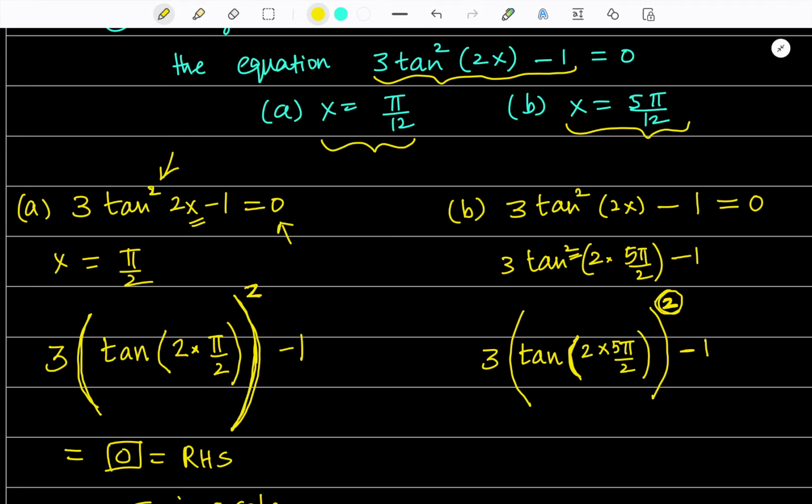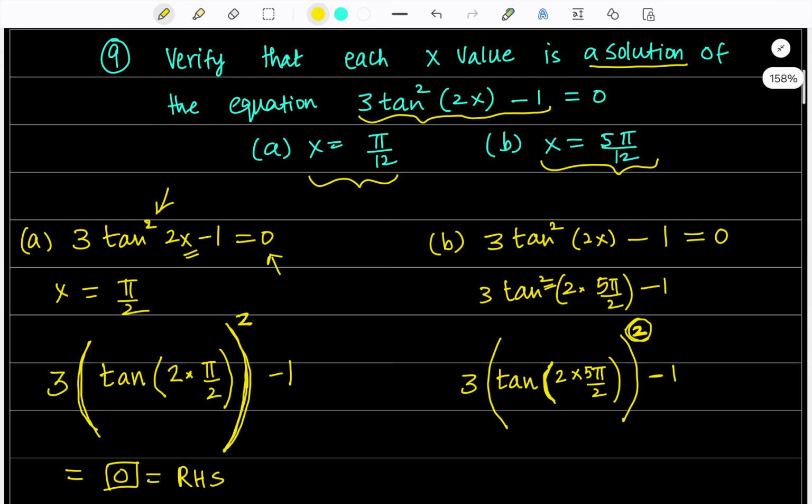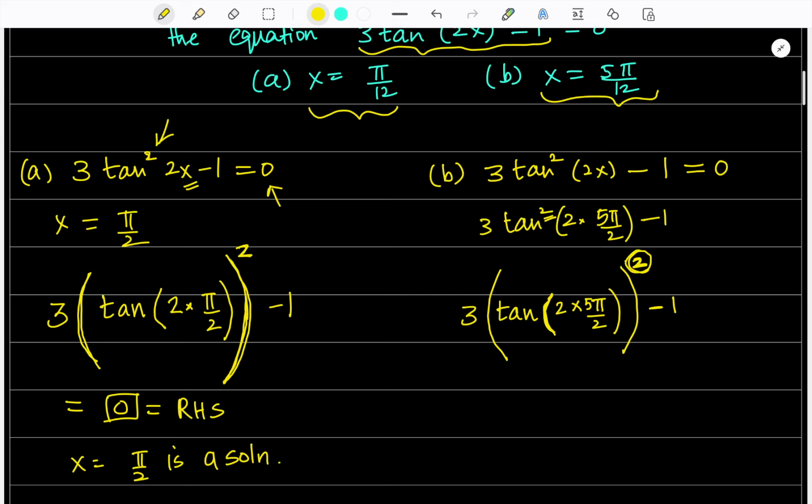Let me check what the answer is for this one. Once again, 3 tan square. I think you can check in the calculator. I'm not getting 0 for this one. Wait a minute. Right, you put this in the calculator and then automatically you will get 0.